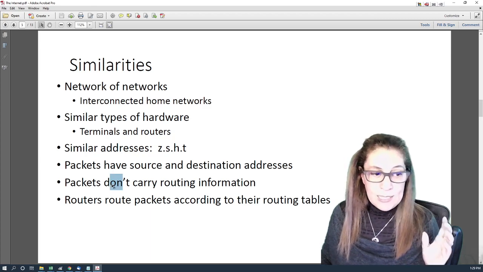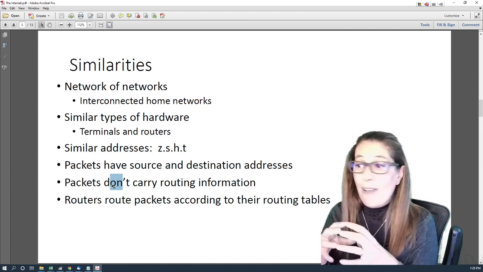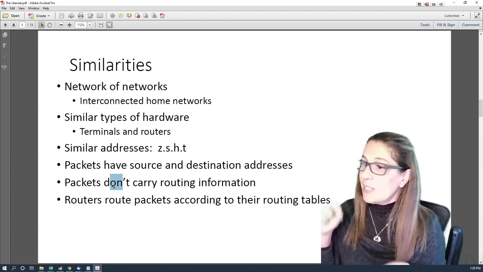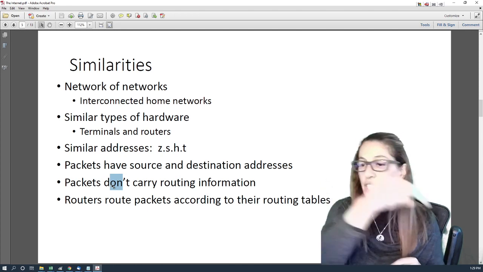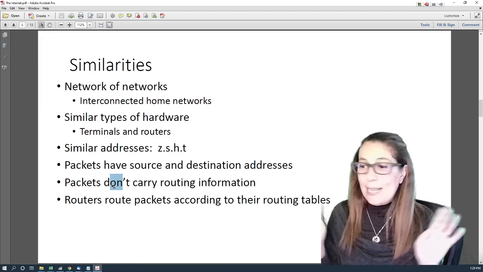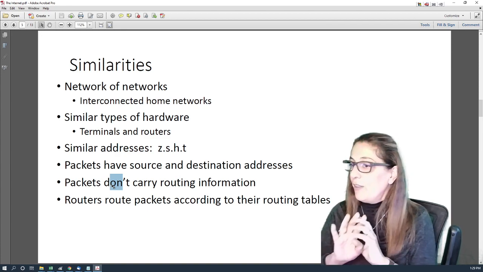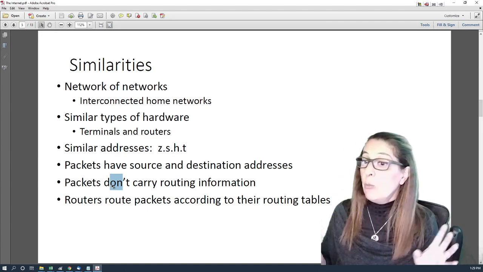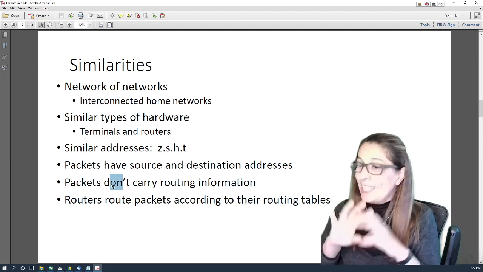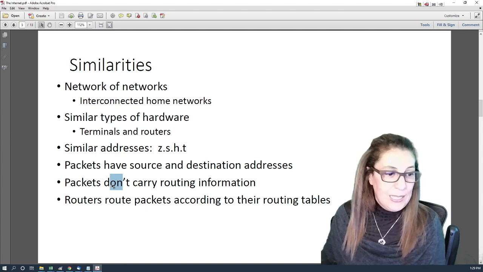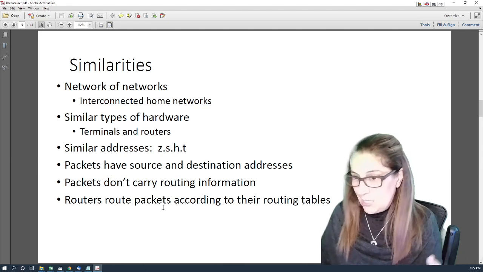Another thing in common is that both the real internet and this simulated internet, the packets don't have routing information. It's not the responsibility of the packets to know exactly which routers they should go to. The packets are completely passive. They just have where they want to go. Who routes them is the responsibility of the routers, not the packets, which have no say about the routes. And finally, the routers route the packets according to their routing tables. That's what a router is supposed to be.